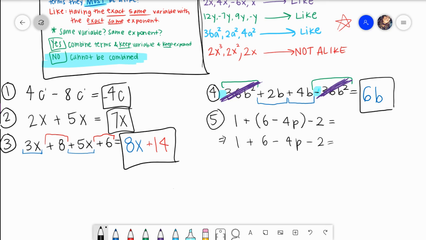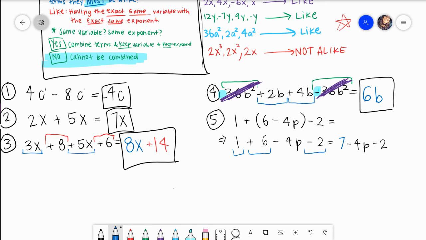If we solve this, let me look. I have a positive 1, I have a positive 6, and I have a negative 2. Now, those don't have a variable, so what I can do is actually combine them. Following the order of operations, I need to work from left to right, so I would combine the 1 and the 6. Signs are the same, so you add and keep. Continuing to write my problem, because I haven't done anything with that negative 4p, I would write that right here, and then I have my negative 2.